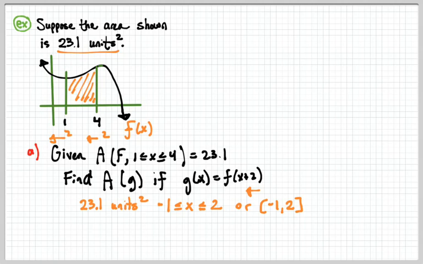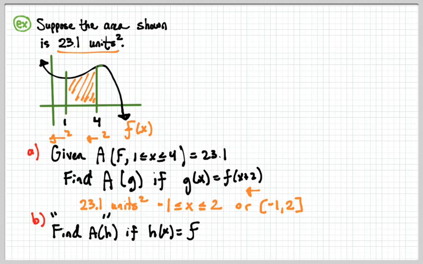Part B, same thing. Given the same area, assume this is the same, find the area of, we'll call it h now, if h of x equals f of x plus 1 plus 4. Identify your shifts. We're going left 1 and up 4. So there's no change with the horizontal, but there is a change with the vertical.